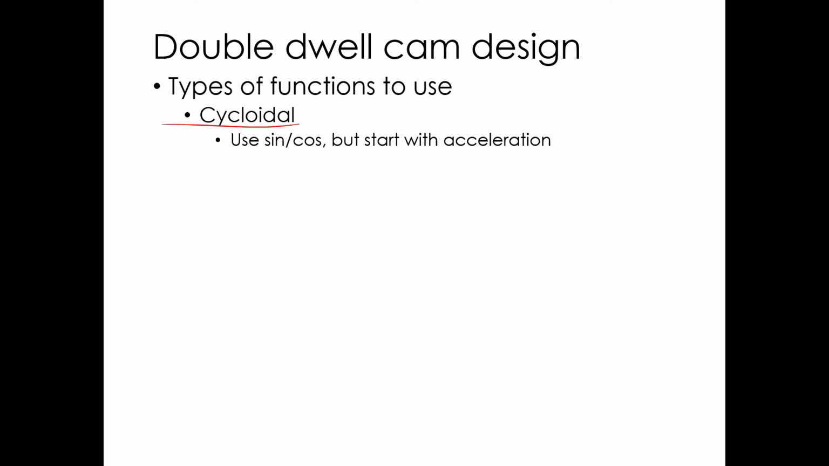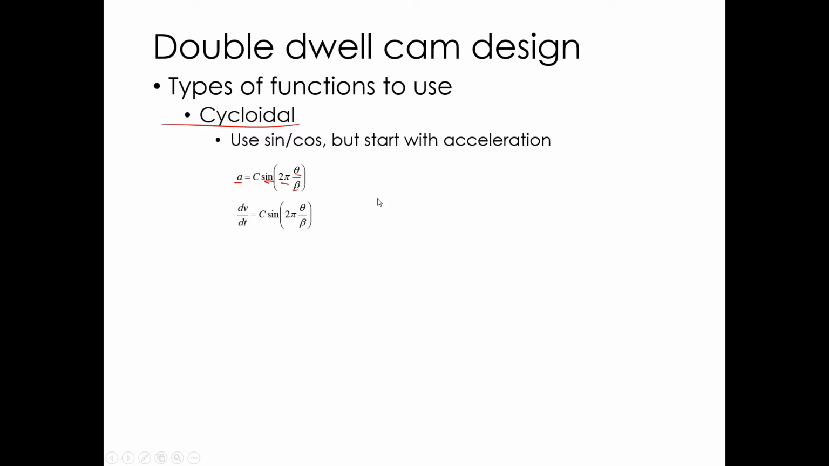So to fix that, we're going to use cycloidal. We're still going to use sine and cosine functions, but we're going to fix the problem at the acceleration and make sure it works for the other ones. So we're going to define our generic equation that we're going to use to model the rise. We're just going to use c times the sine function, 2 pi theta over beta. That's the generating function we're going to use for acceleration. So acceleration is c times sine 2 pi theta over beta.